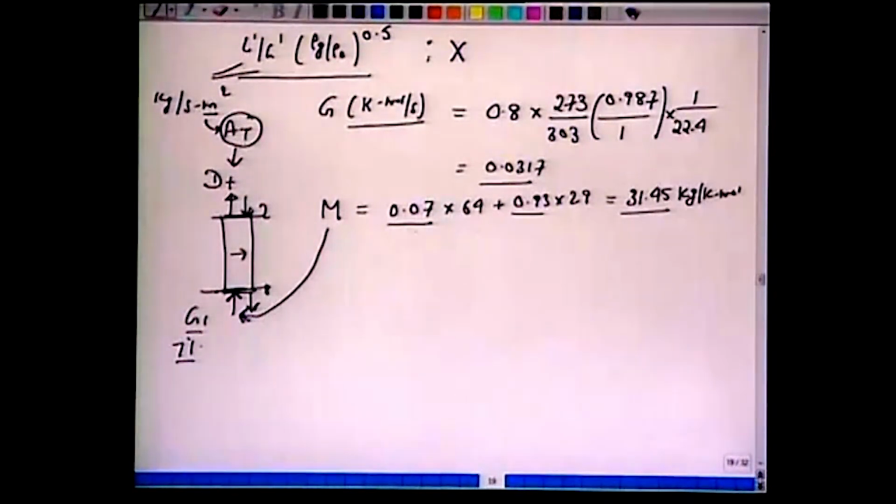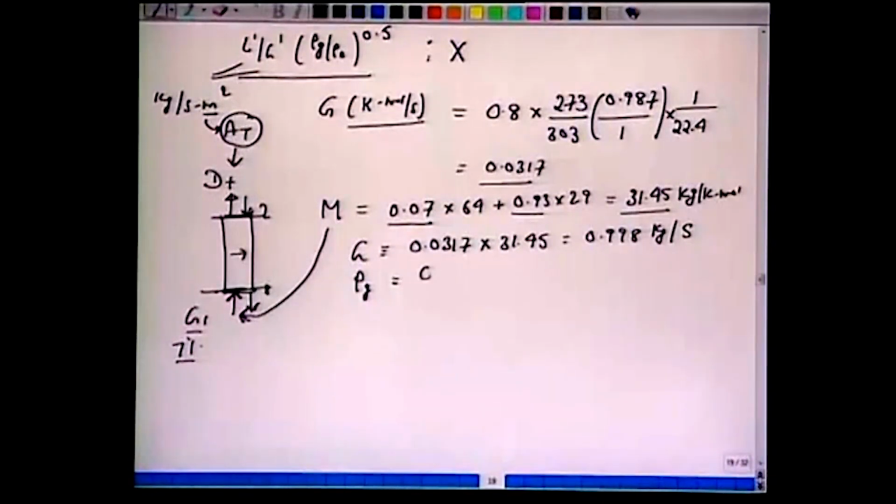So, the molecular weight is 31.45 kg per kilomole, which means now we can calculate G in terms of kg per second. 0.0317 multiplied by 31.45 equals 0.998 kg per second. Okay. Rho G, the gas density, is 0.998 divided by 0.8, which gives 1.248 kg per cubic meter.